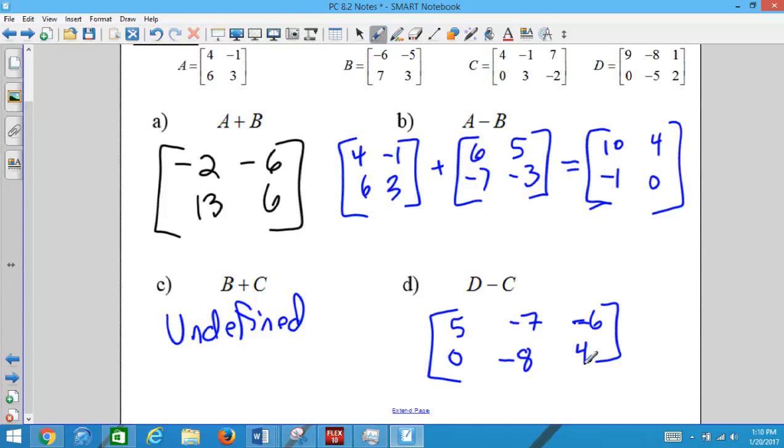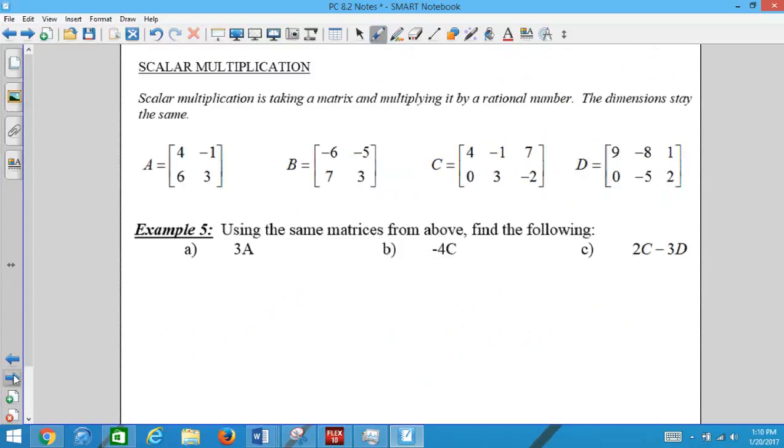All right, questions? Too hard? Next is called scalar multiplication. Scalar multiplication is when you have one number multiplied by a matrix.